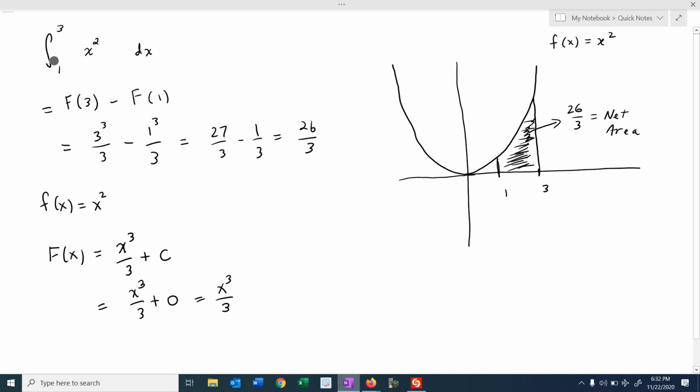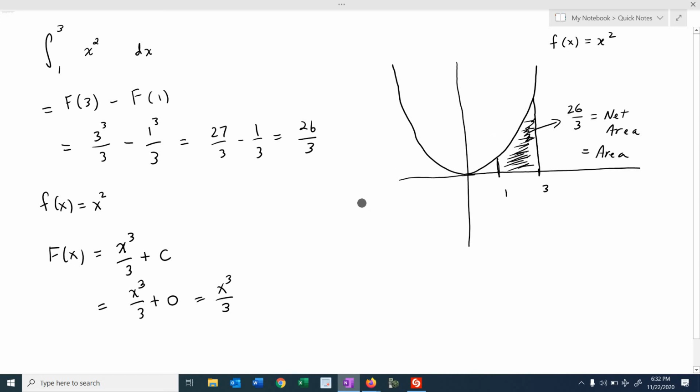Now in general, remember the definite integral gives us net area. So if the function happened to go below the x-axis at some point in this interval, then remember the piece that goes below the x-axis would give us a negative contribution, and we would end up with what we call net area. In this case, since the function remains above the x-axis on this interval from 1 to 3, it actually gives us not only net area, but it also gives us the area that's trapped in here.